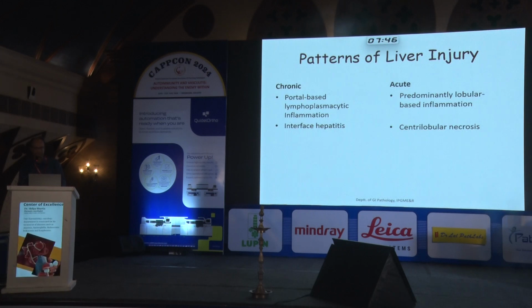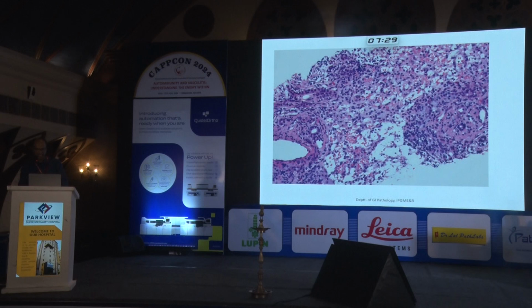Firstly, divide autoimmune hepatitis into two varieties, chronic and acute. Chronic, as I told, has more portal disease, portal lymphoplasmacytic infiltrate with interface hepatitis, while acute presents with typical lobular inflammation and lobular necrosis. So this is a case of acute autoimmune hepatitis.